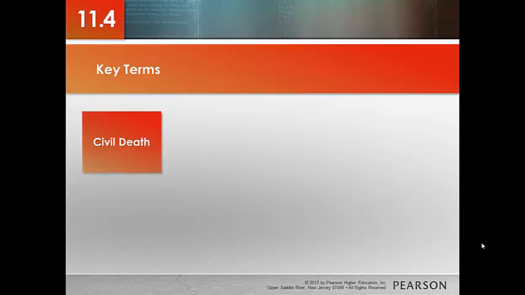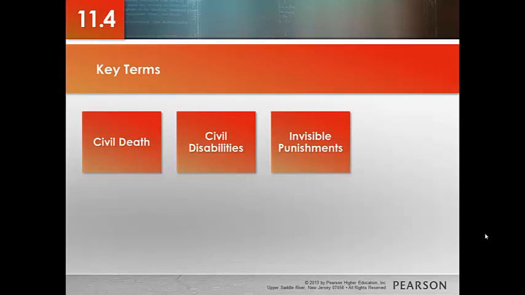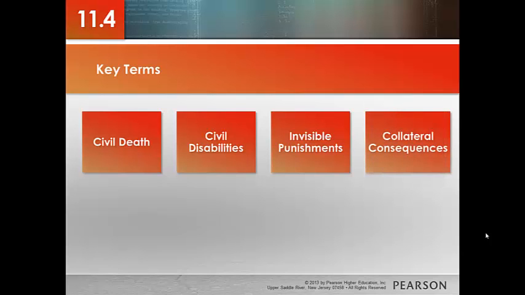Civil death. Convicted offenders forfeit all rights and privileges of citizenship, including things such as the right to enter into a contract or the right to sue. Civil disabilities. Convicted offenders suffer a partial rather than an absolute loss of civil rights because of a criminal conviction. Invisible punishments. Sanctions operating mostly beyond public view, yet having very serious adverse consequences for the individuals affected. Collateral consequences. These are secondary consequences beyond the actual sentence that was imposed.